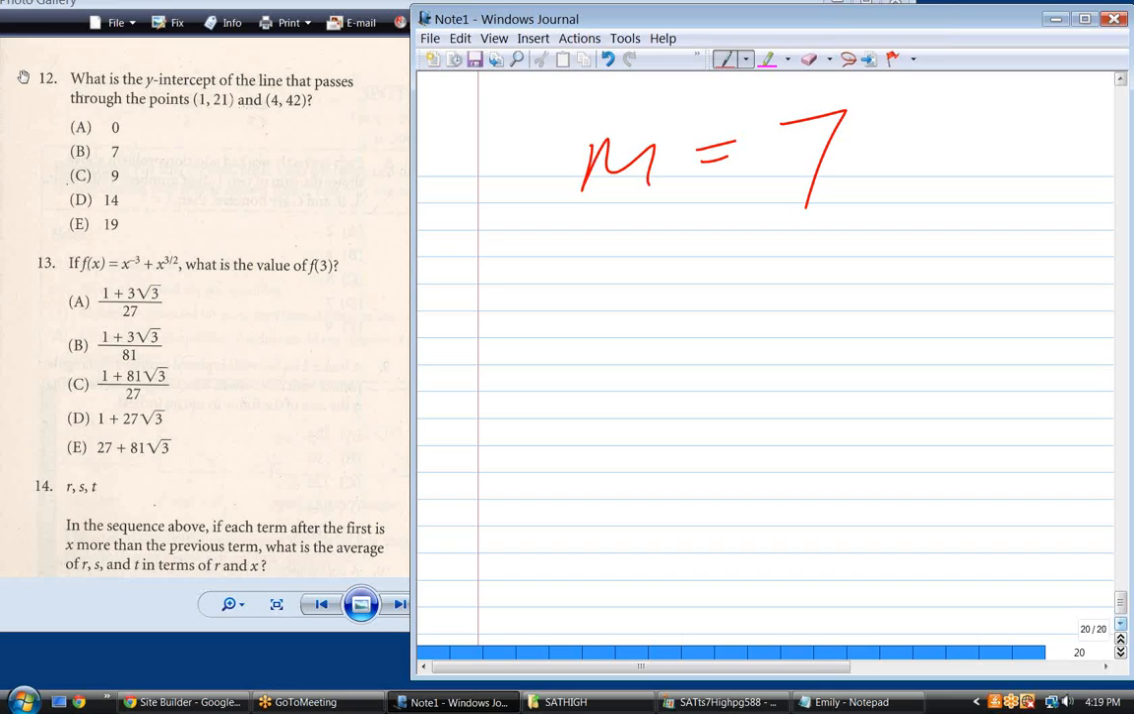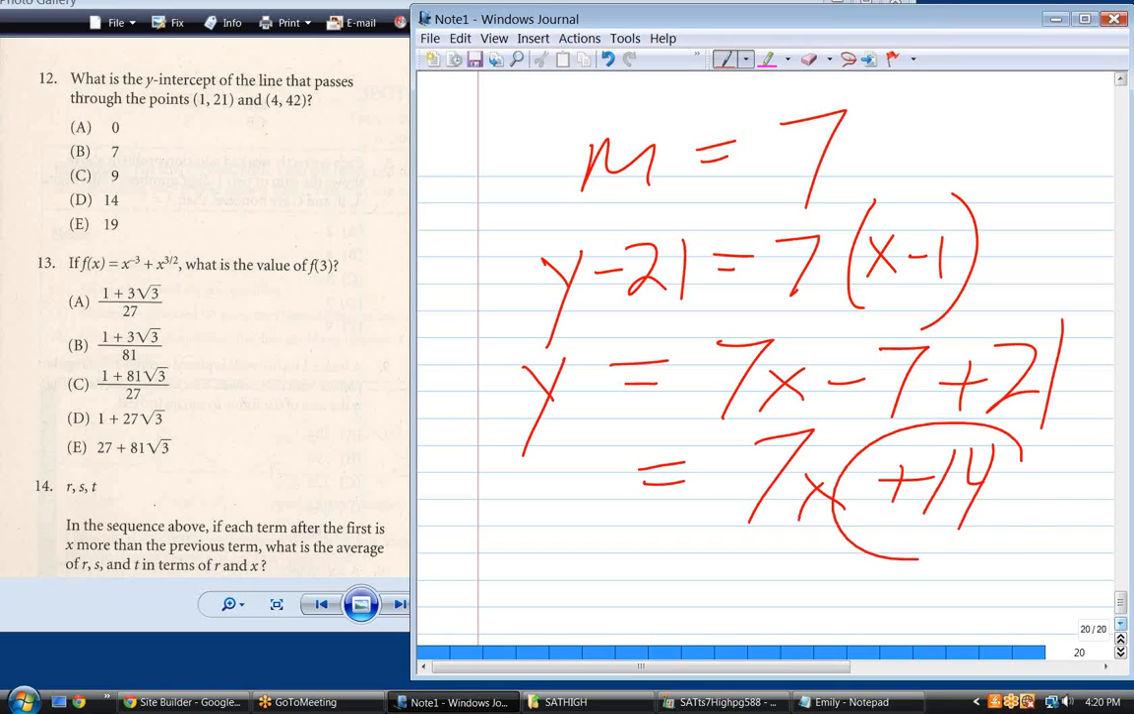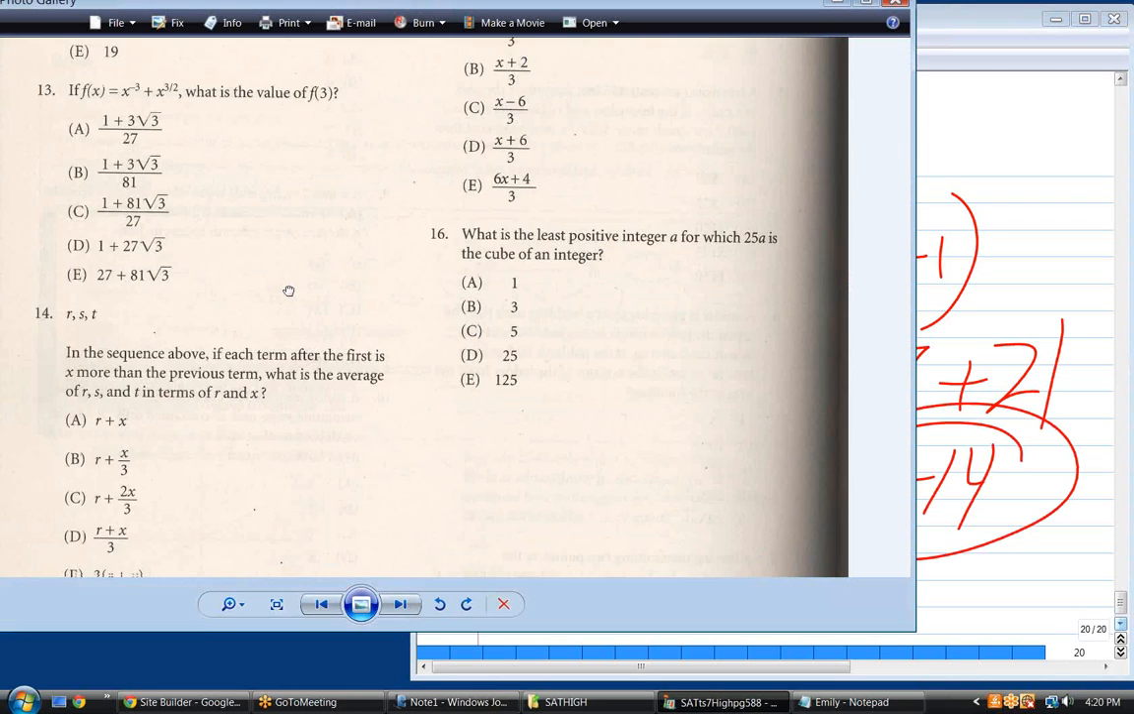Let me put a tick mark right by this problem, because I would have done it the slow way. In other words, I would have used point slope formula, which is y minus 21 equals the slope times x minus 1, and then put this in y equals mx plus b format. So it's 7x minus 7 plus 21, or 7x plus 14. There's your intercept. I liked your way better. It's quicker, more intuitive.